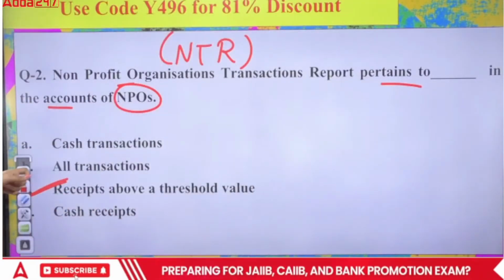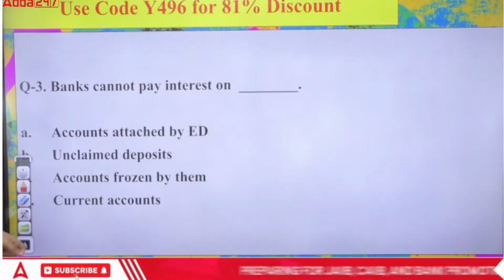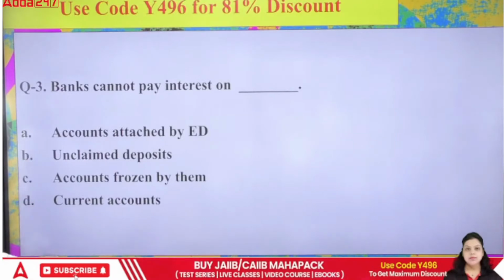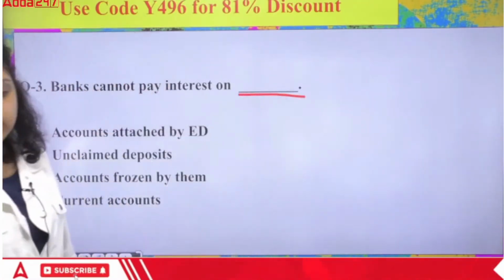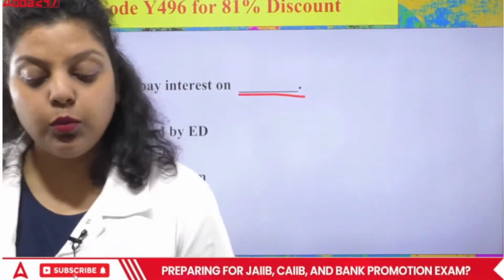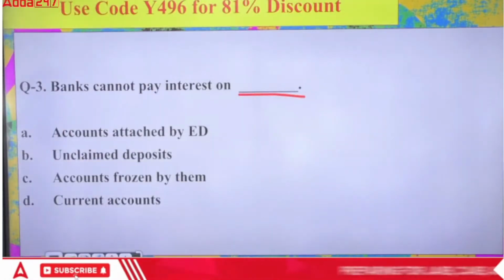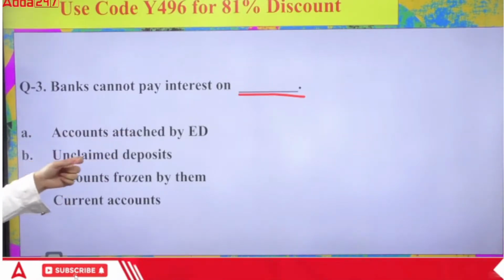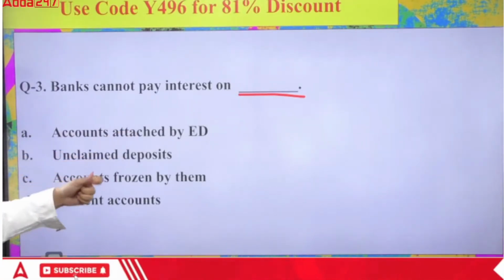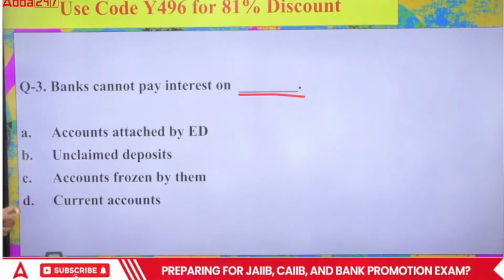Okay. Now, the third question is talking about banks cannot pay interest on dash. In which type of account are banks not allowed to pay interest to the customer? First is accounts attached by the ED. Second is unclaimed deposit. Third is accounts frozen by the court. Fourth is current account.